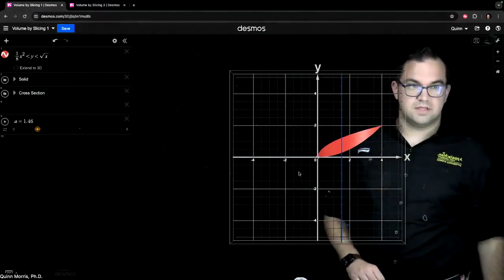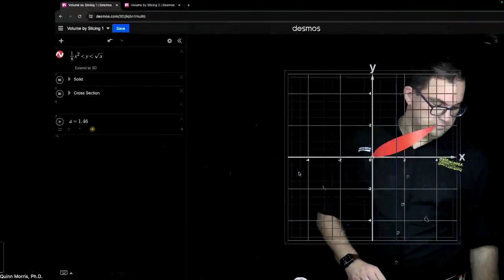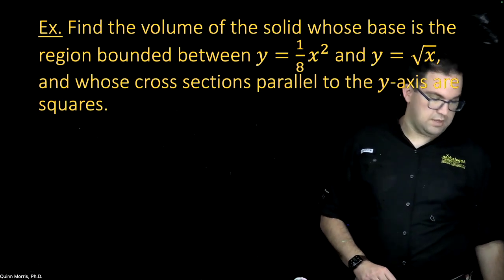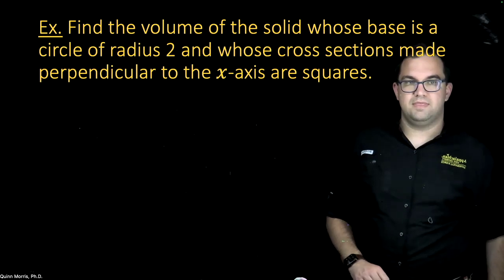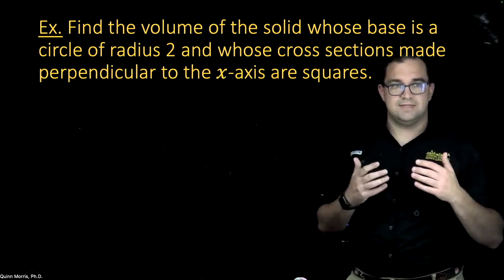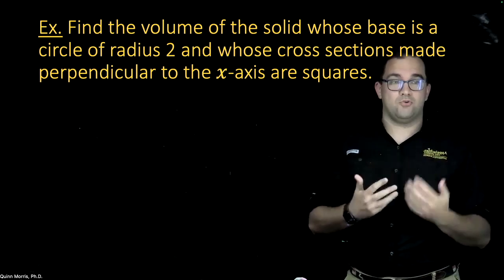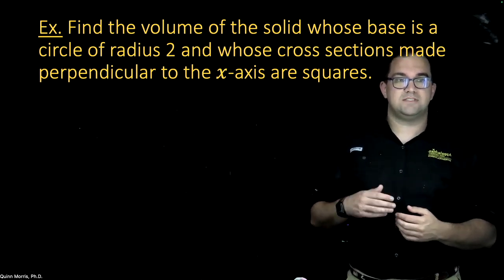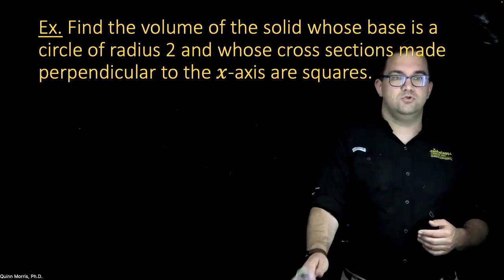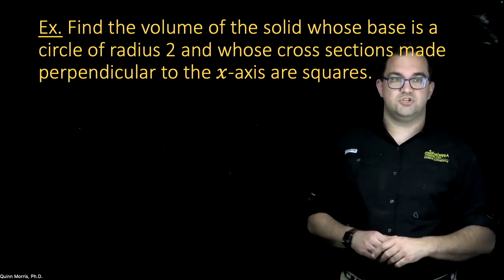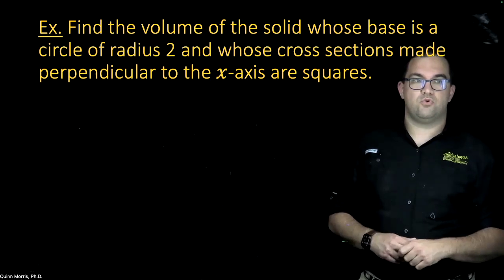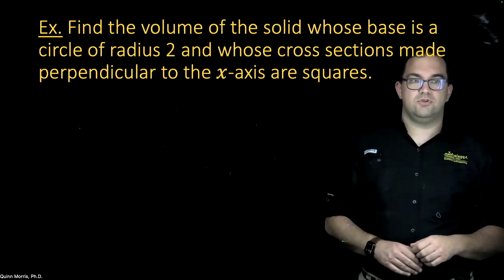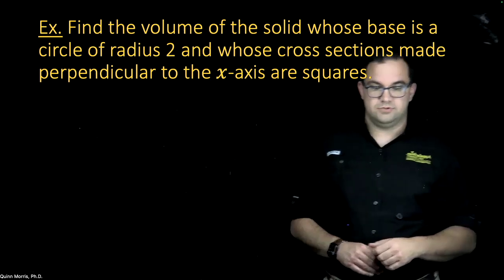I want to go back to the slides for a moment. And I want us to take a look at one more example, but this time I want us to see that we can actually do this without being able to fully and perfectly visualize any of these shapes, okay? So imagine you're asked to find the volume of the solid whose base is a circle of radius 2 and whose cross sections made perpendicular to the x-axis are squares.